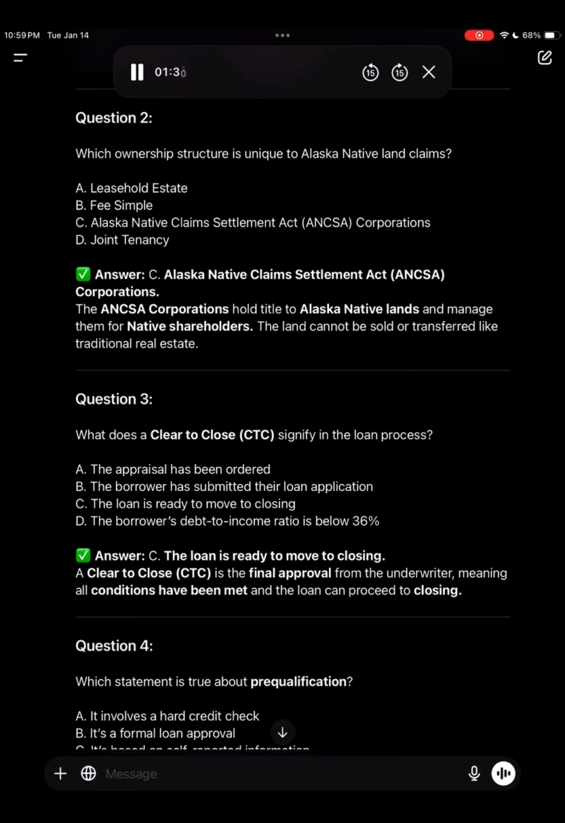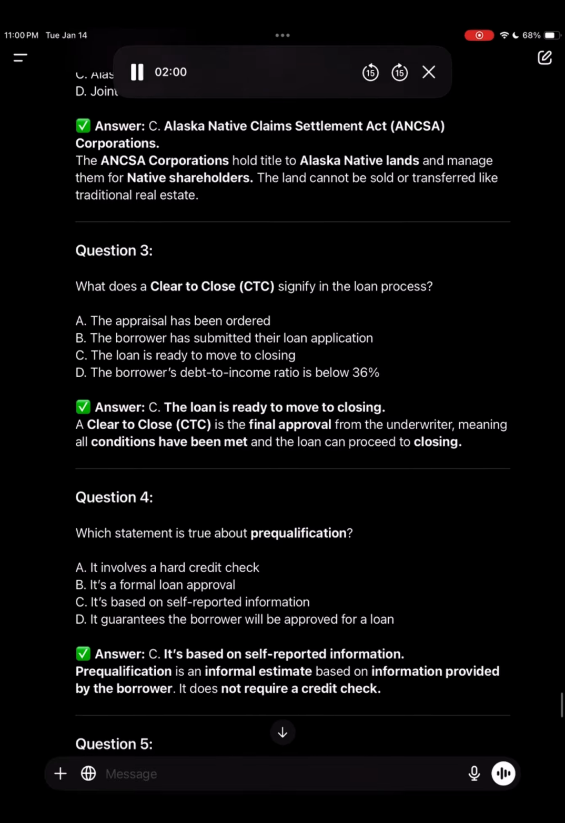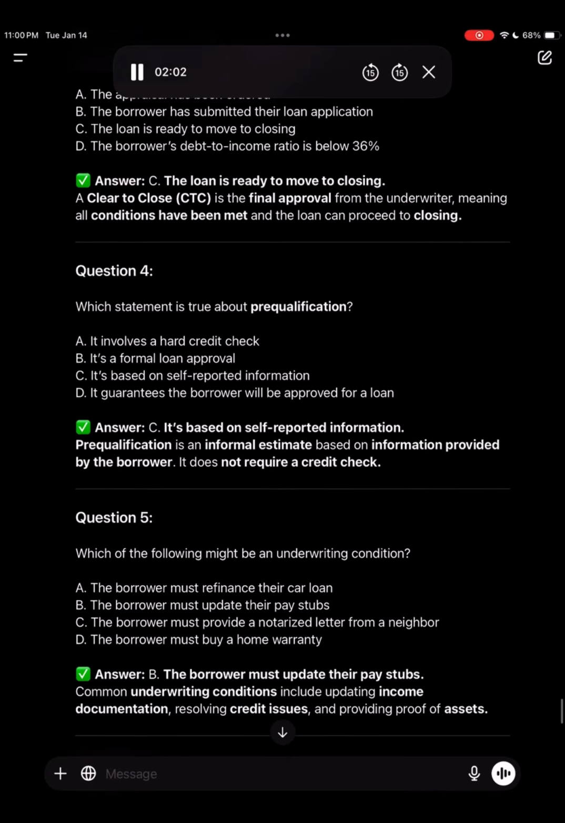Question 3. What does a clear-to-close, CTC, signify in the loan process? A. The appraisal has been ordered. B. The borrower has submitted their loan application. C. The loan is ready to move to closing. D. The borrower's debt-to-income ratio is below 36%. Answer C. The loan is ready to move to closing. A clear-to-close is the final approval from the underwriter, meaning all conditions have been met and the loan can proceed to closing.